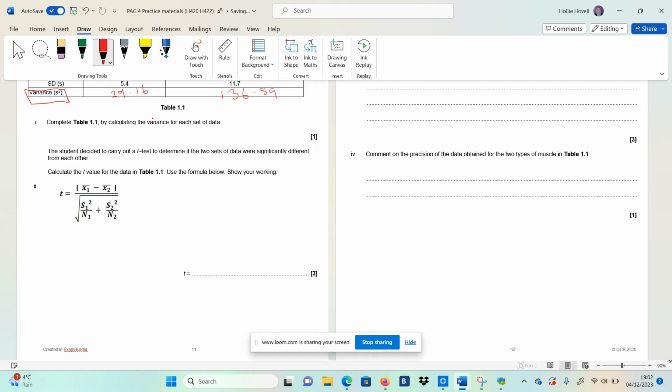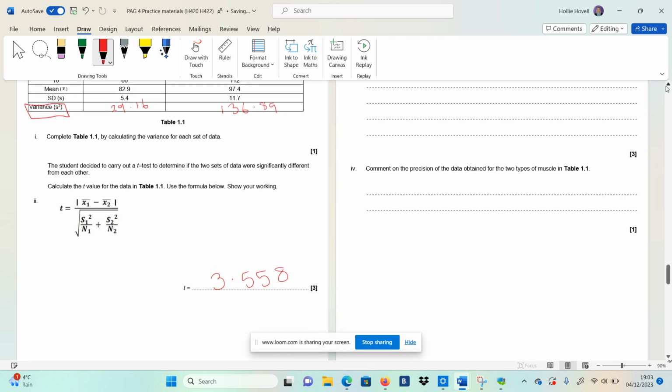So it then says the student decided to carry out a t-test to determine the two sets of data were significantly different from each other. Calculate the t-value for the data for table 1.1. Use the formula shown below. So for these statistics, you don't have to learn the formula. You just have to be able to use the formula. The correct answer is 3.558. Okay, I'll tell you a little bit about these. So then it's not as daunting as it might look.